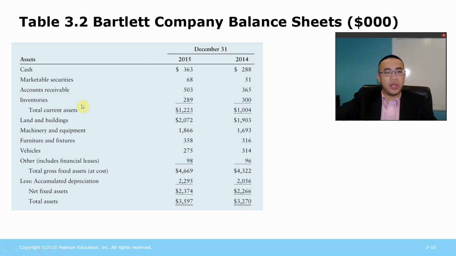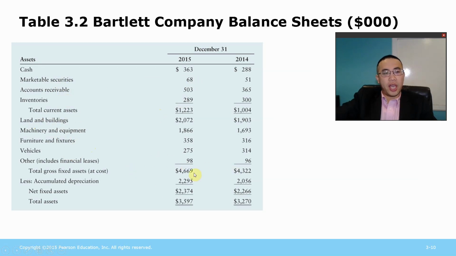And right here, you see the balance sheet of this Bartlett company. We have total assets right here, which is made of short-term assets and long-term assets. So short-term assets are basically the assets that last for less than a year. This includes cash, marketable securities, accounts receivable, inventories. And then the long-term would be the assets that would endure for more than a year. And these assets would be land, building, machinery, equipment, furniture, vehicles, and so many others.